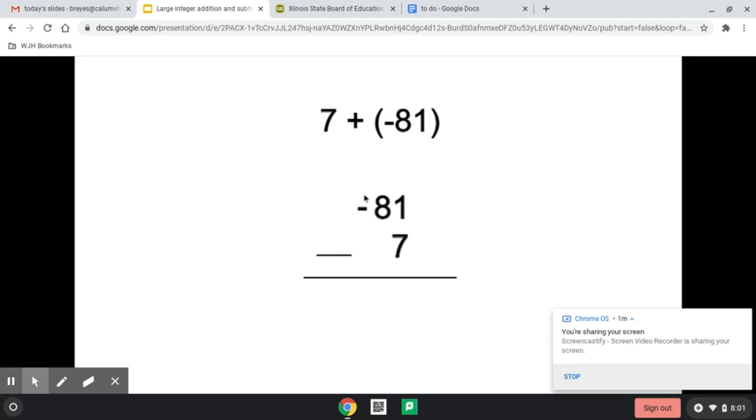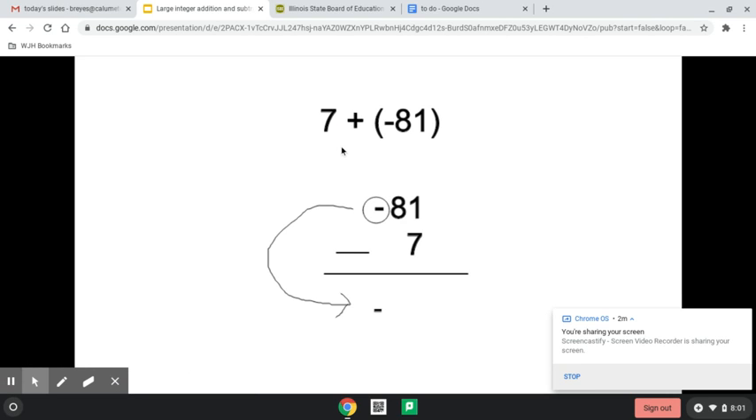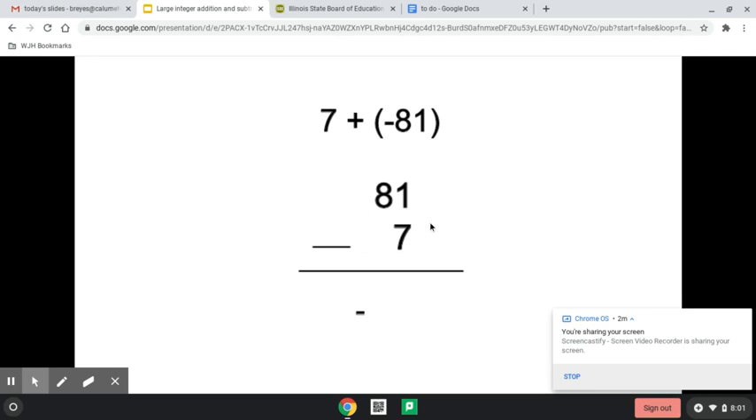And whichever number we've put on top here, or whichever one has the larger absolute value, is what the answer is going to be. The answer is going to be negative. So we can take this negative sign, we can move it down to the bottom, and then we have a subtraction problem just like we're used to. We just know that the answer is going to end up being negative.